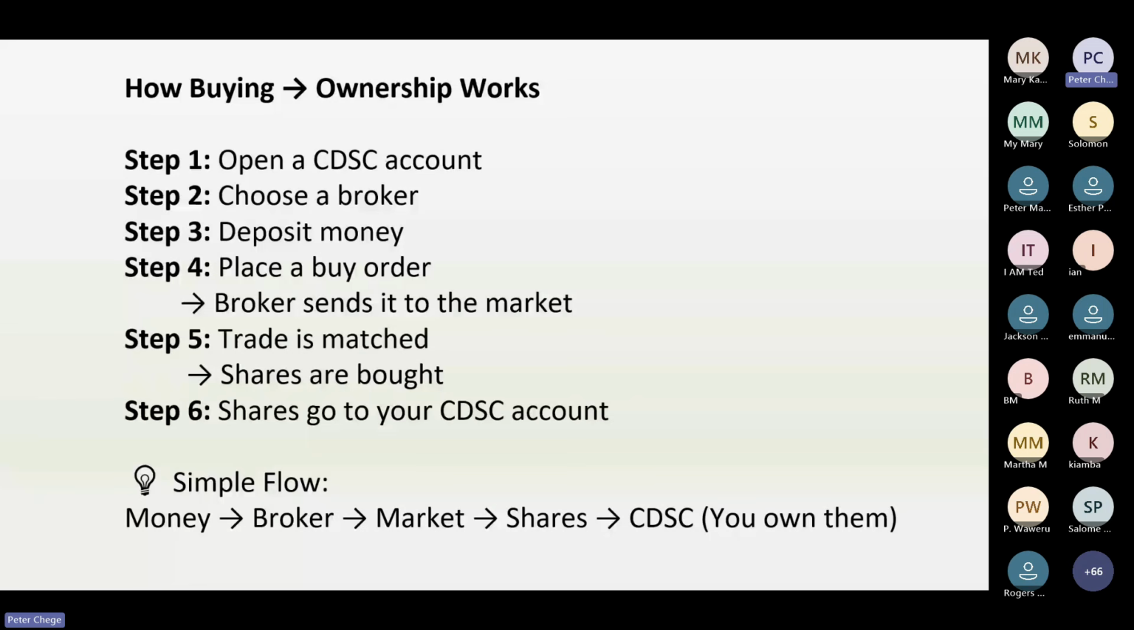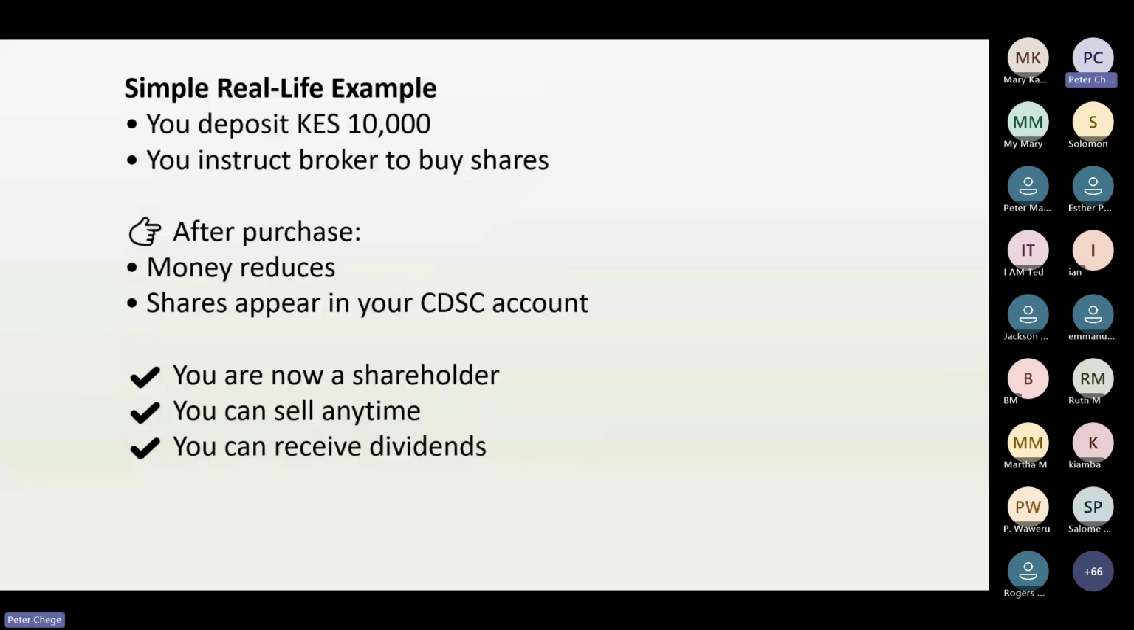So again, simple: money into broker, then to NSE, shares to CDSE. You own the shares. The person who sold you receives cash. It's just that simple. This is just a simple example. You deposit 10,000 with a broker and instruct them to buy you shares. When they buy shares, money reduces, but now you have shares.